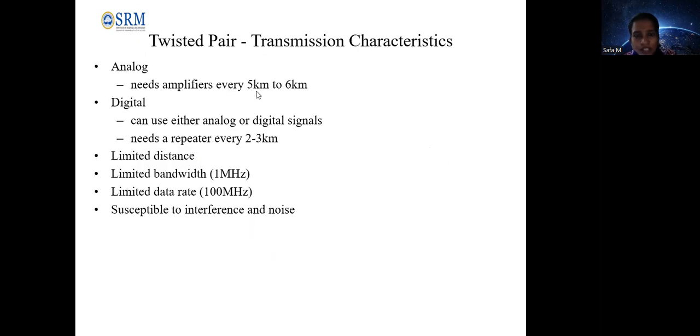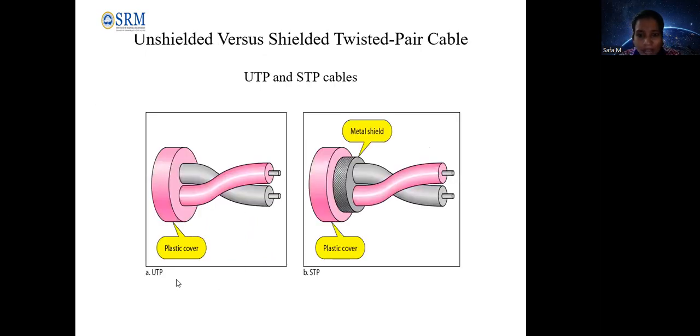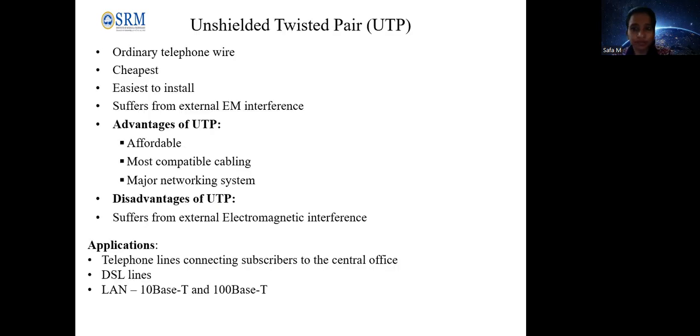So we have twisted pair cable communications. It has a limited bandwidth of 1 megahertz and a limited data rate, the amount of data transmitted per second. There is a plastic cover and metal shield, giving STP and UTP. In UTP and STP we have a difference: the metal shield is present in the shielded twisted pair cable and absent in the unshielded one.